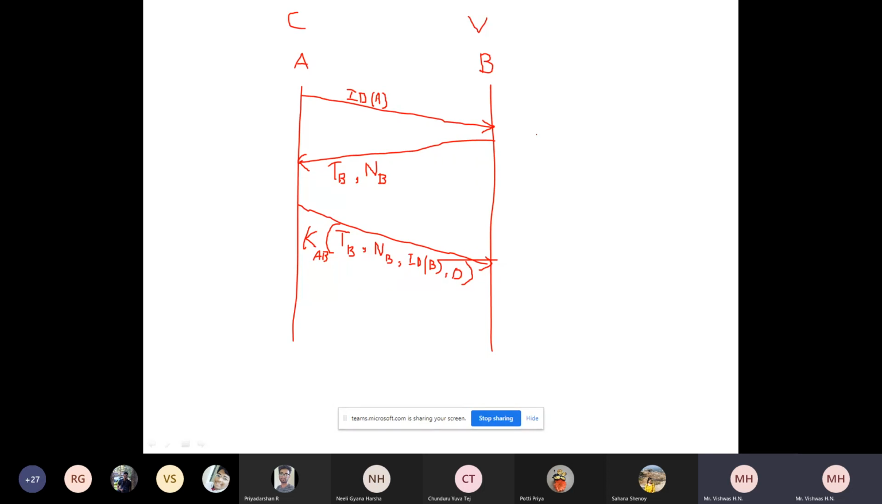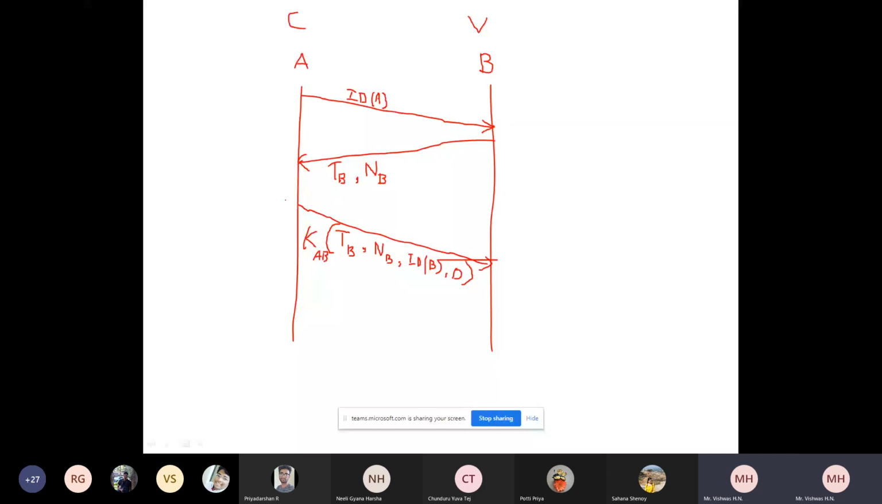B can only decrypt the message sent by A using this key, because it is generated by A and A has used that key to encrypt it. You can ask the question how B got that key. A only has to send the key to B. Then B figures out that this message from A is a response to the secret challenge. What is the secret challenge? B has sent a nonce to A, right? So that nonce and timestamp have to be encrypted with ID of B and information to B. B has asked for a challenge to A, and A has successfully achieved that challenge.